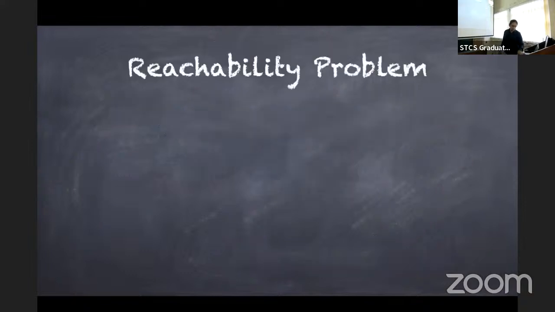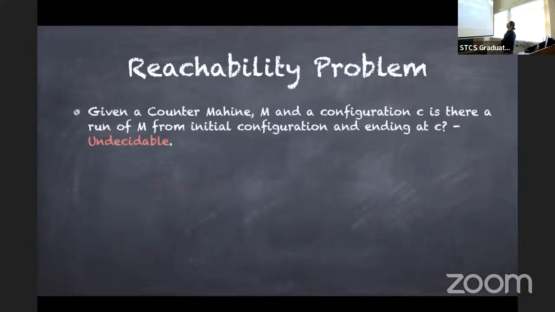So now the reachability problem. What is the reachability problem? Given a counter machine M and a configuration C. So now C, the accepting state, becomes a part of the problem statement. Can you reach the configuration C beginning from the initial state?